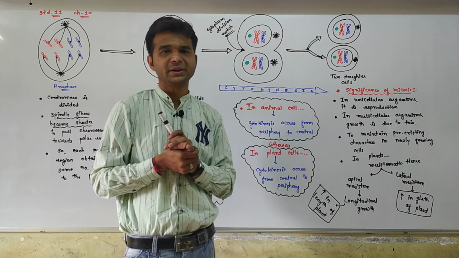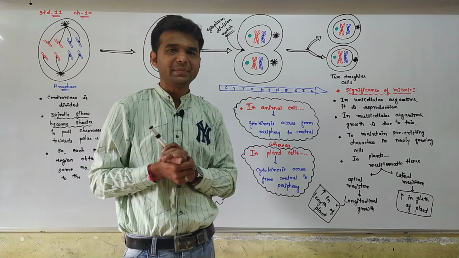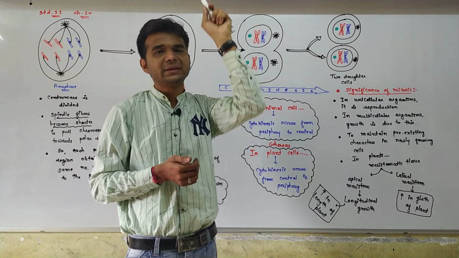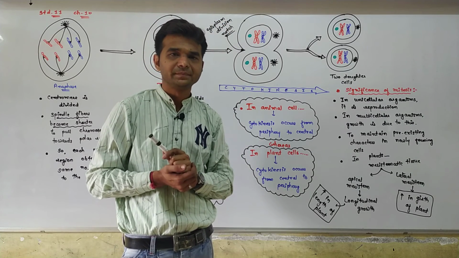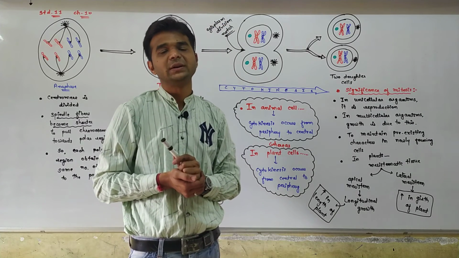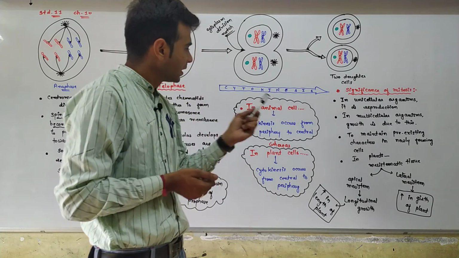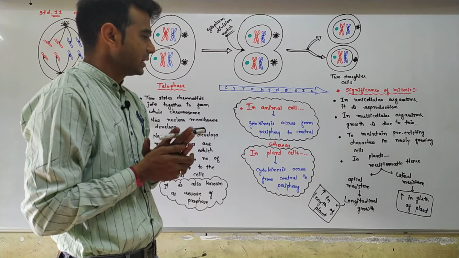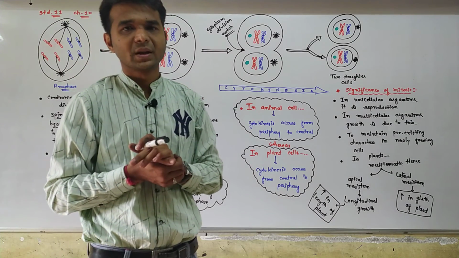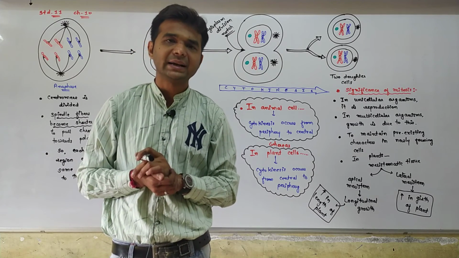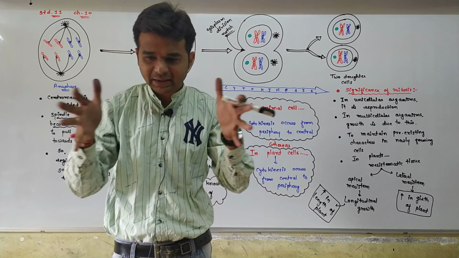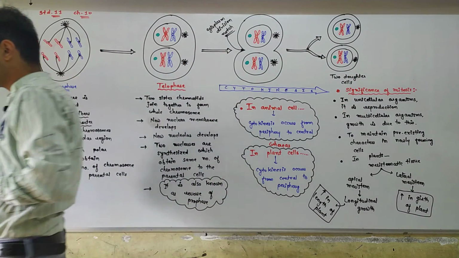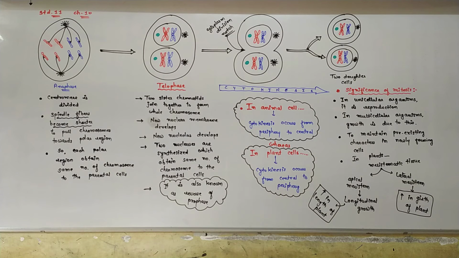Apical meristem is present on the tip of the stem as well as the tip of the root. So, it increases the length of the stem as well as the depth of the root. That's why I use the word longitudinal growth. And lateral meristem increases the girth of the plant. You know that axillary buds are there. From the axillary bud, new branches are formed. So, it is helpful for increasing the girth of the plant.